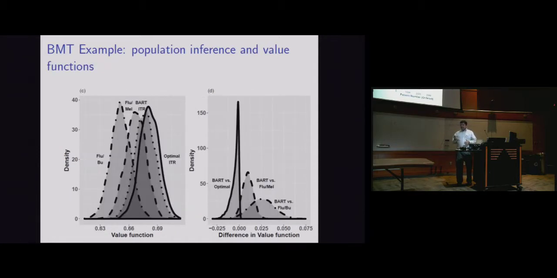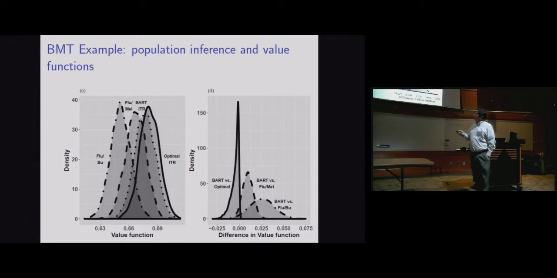And so this next slide says, well, what if we have a series of rules for how to assign treatment to patients? How do those value functions stack up? This is a population type inference. It's the expected value over the covariate distribution. It tells you what would happen to this population if we applied this rule to all the patients in that data set of 3,802 individuals.